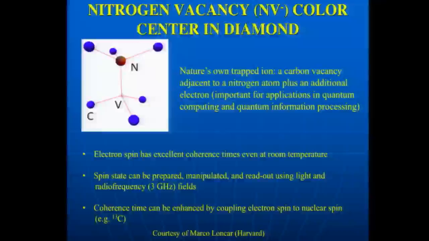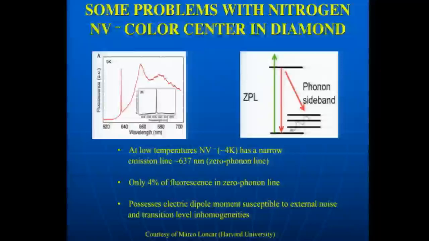The spin state that you can prepare using this NV color center can be prepared and manipulated, and you can read in and read out light or radiation. And the coherence time for this particular color center can be enhanced by coupling the electronic spin with the nuclear spin. So there are some good things about the NV center in diamond. There are some bad things.